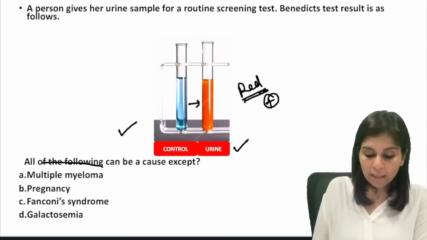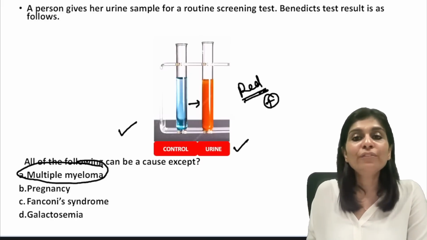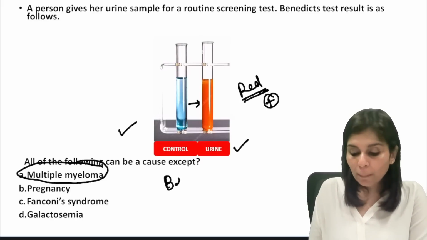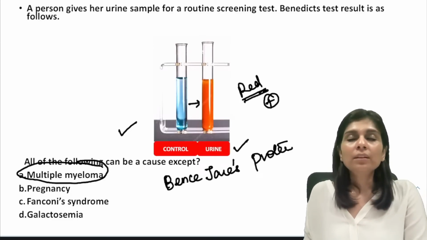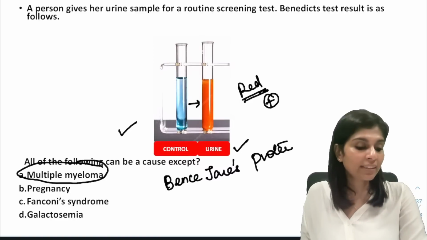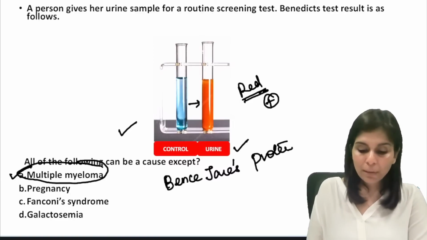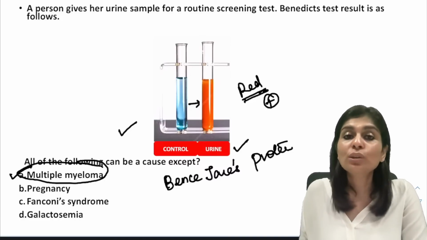The answer is multiple myeloma. Why will multiple myeloma not answer Benedict's test? In multiple myeloma, what will you find in the urine? You will find only Bence-Jones protein in the urine. What are Bence-Jones proteins? These are light chains of immunoglobulin which get excreted in the urine. Bence-Jones protein will not answer Benedict's test. So what is the right answer here? The right answer here is multiple myeloma, because Benedict's test is answered only by reducing sugars.